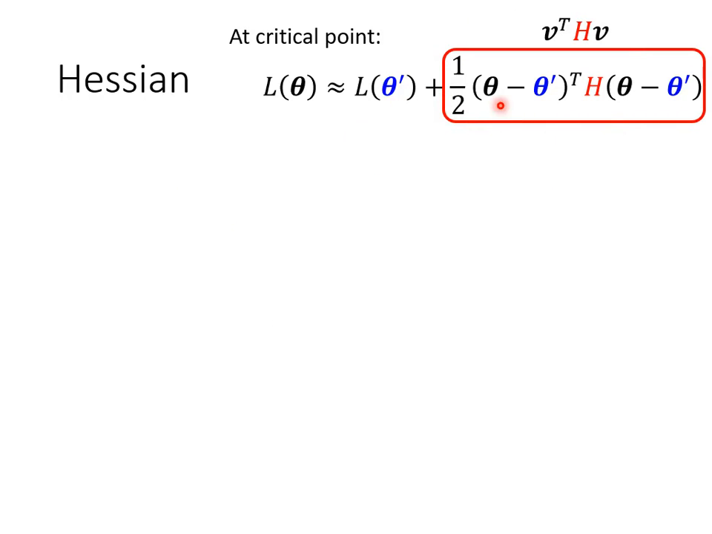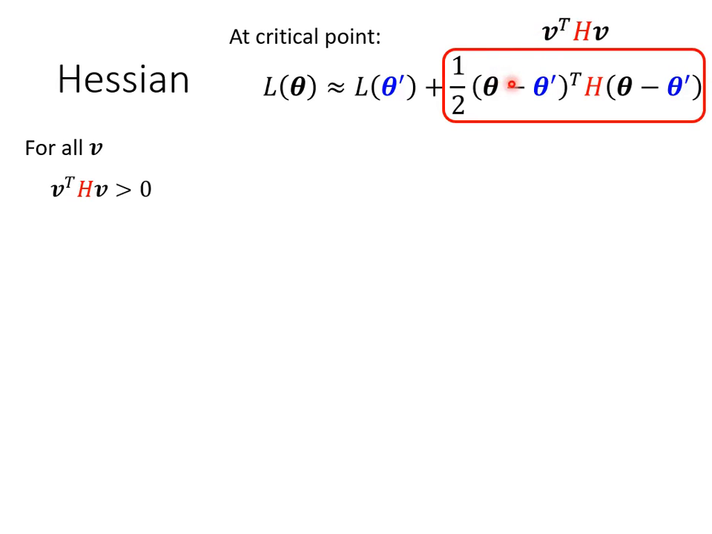For convenience, we use the vector v to represent theta minus theta prime. Theta is a vector and theta prime is also a vector. We use the vector v to represent the result of theta minus theta prime for any possible vector v. The value of its transpose multiplied by h in itself is always greater than 0. In other words, no matter what the value of theta is, v is possible to be any vector.